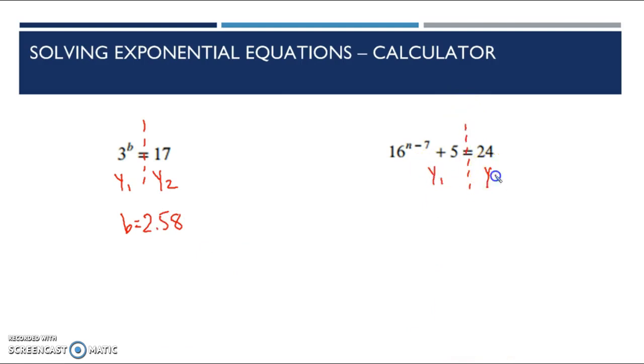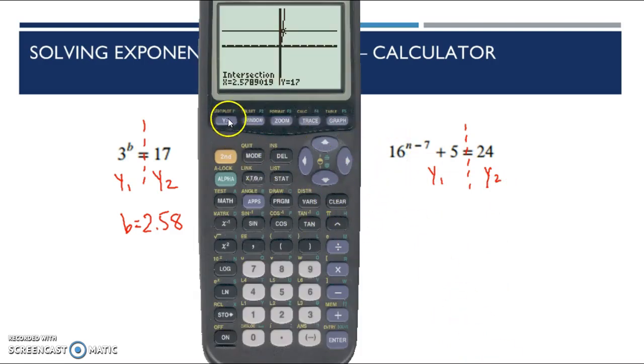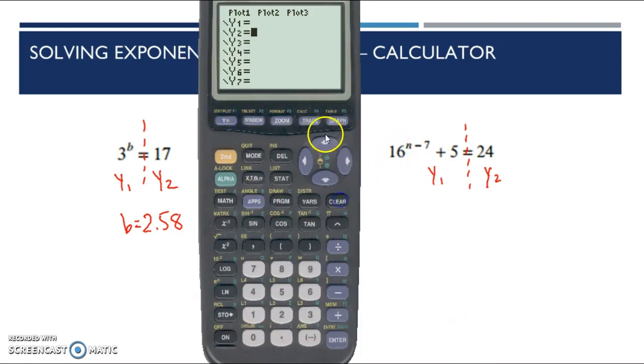Okay, same thing for my other example. Left side in y1, right side in y2, but this time I have a little more to type in. No big deal. Go to y equals, let me clear out what's in there. So on this side I've got 16 caret, and I'm going to open a parentheses because I want this entire n minus 7, or x minus 7, to be in my exponent. Close that parentheses, and then plus 5. So there's the left side. Right side, 24.